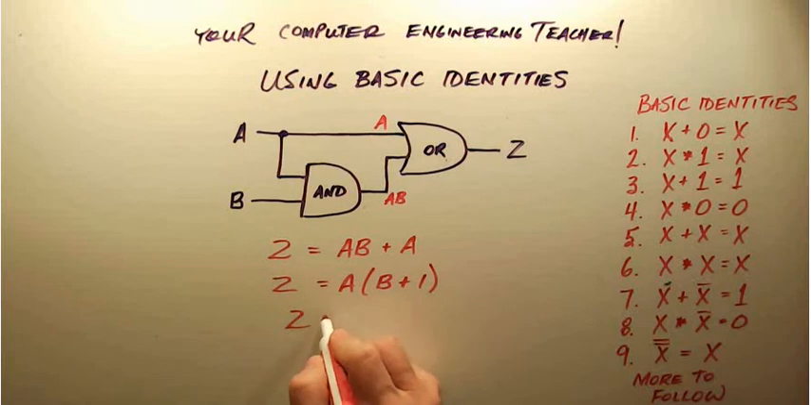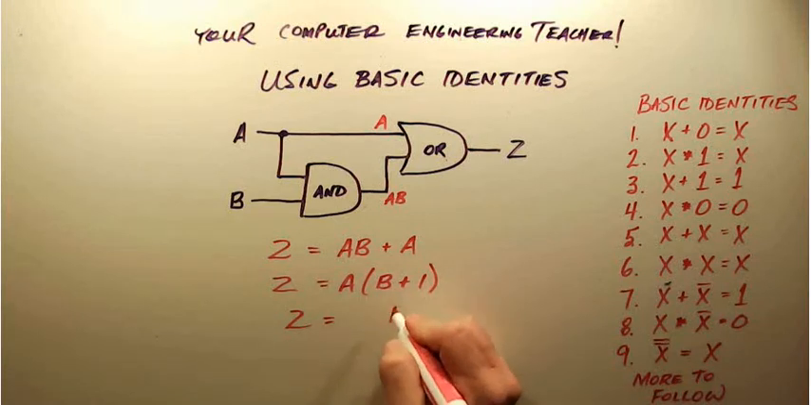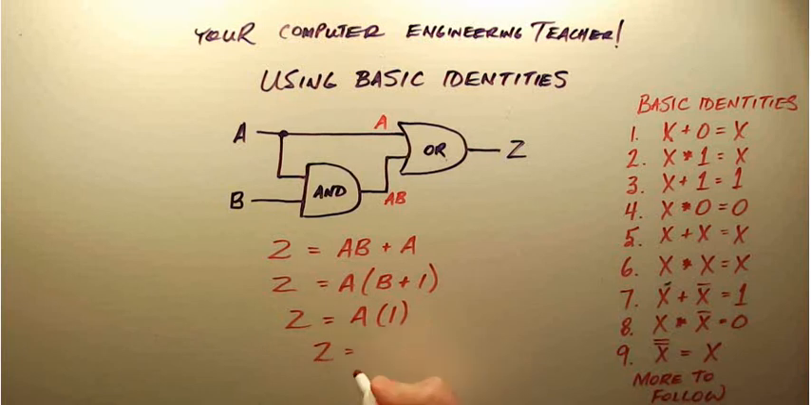Then taking a look at my basic identities, it looks very similar to number three. X plus 1 is equal to 1, or B plus 1 is equal to 1. So what we have here is just 1. And then we have Z is equal to A times 1. And from basic identity number 2, if we multiply by 1, that's just itself. So it just gives us A.